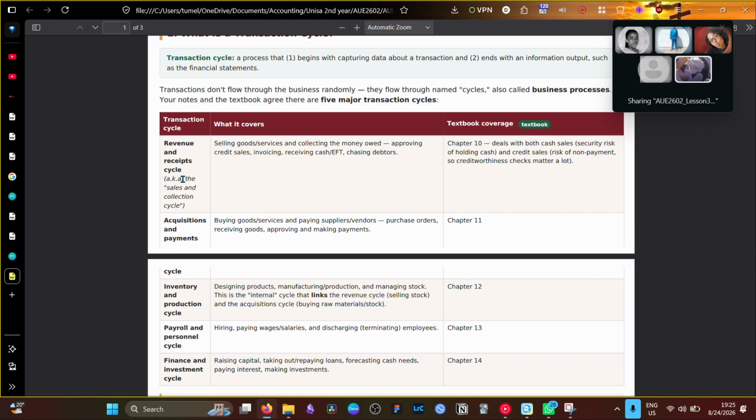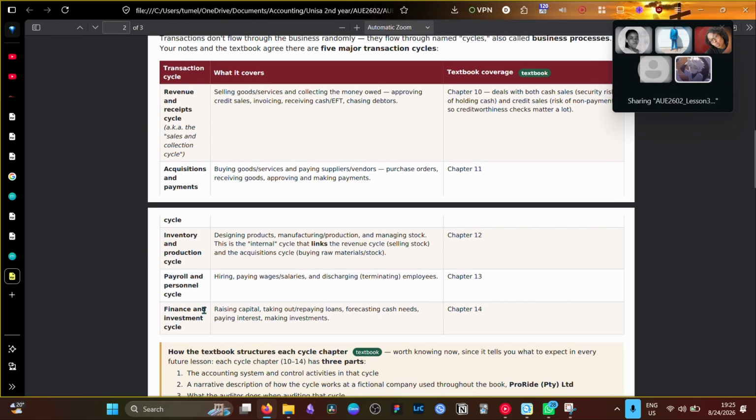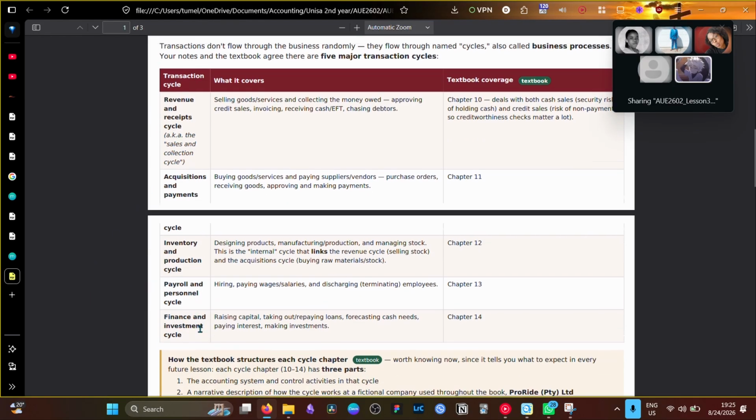Acquisitions and payment cycle, that's the second one. We have inventory and production, third one. Payroll and personnel, fourth one. And last but not least is the finance and investment cycle.